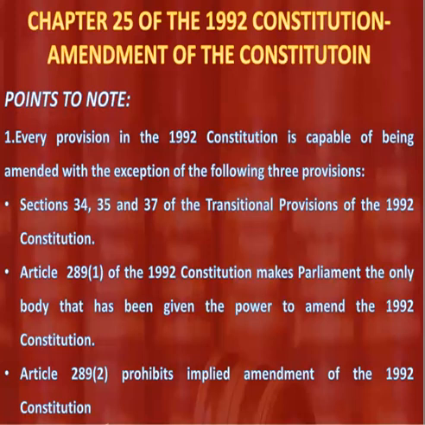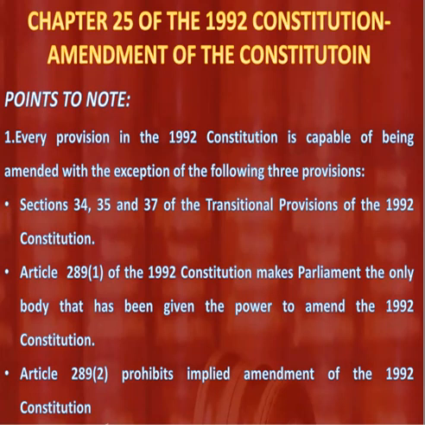And that is why I'm saying that we need to point this out to you before we even begin the discussion of the amendment. Even though we have Chapter 25 dealing with amendments, I want you to know that there are some provisions that no matter who you are, no matter where you're coming from, you cannot amend in the Constitution. And they are sections 34, 35, and 37 of the transitional provisions of the 1992 Constitution. That's the first preliminary point.